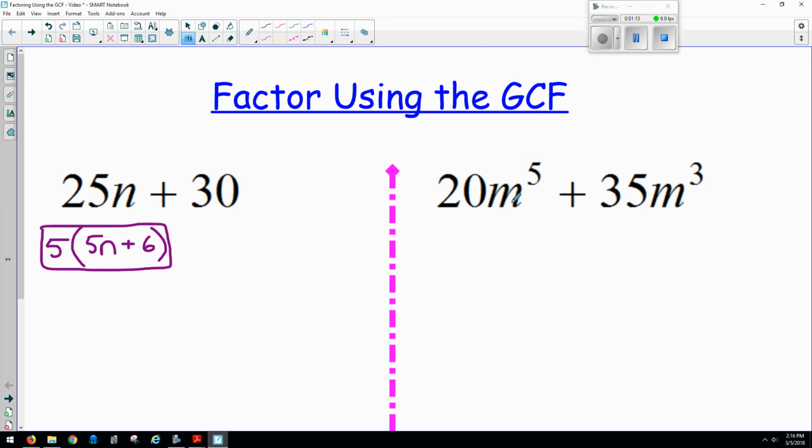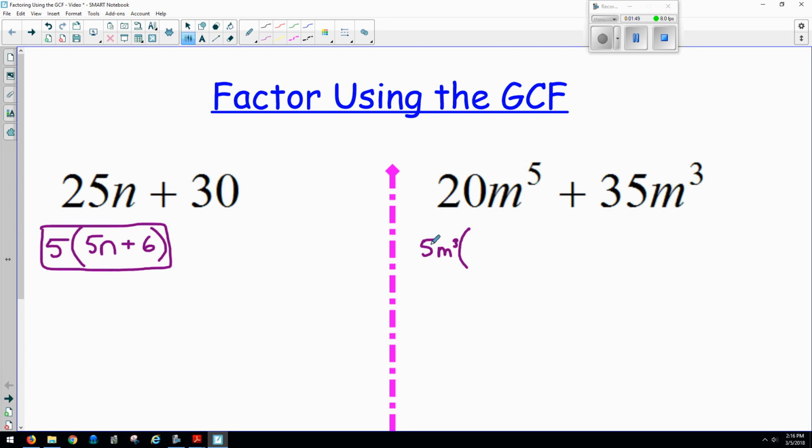So now we're going to look at the next example. It's a little bit more involved because now we're going to have to also take out some of these m's. So first I'm going to look at 20 and 35, and the greatest common factor there would be 5. Then I'm going to look at the m's, and really all I'm looking for with the m's is whichever one has the lowest exponent. And so that's going to be m to the third power, or m cubed. So I'm going to factor out 5m cubed. That's the greatest common factor for these two terms.